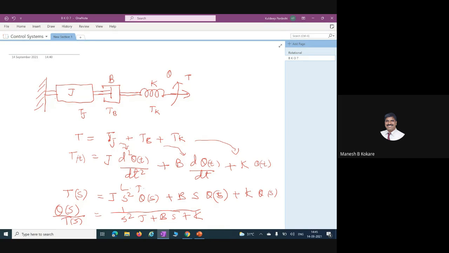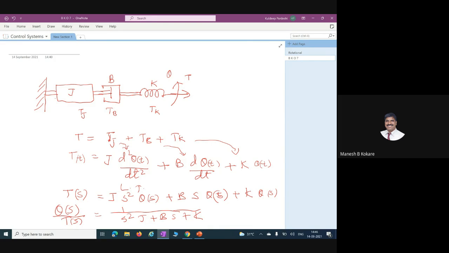Now, after that, what have we done? We have just taken the Laplace transform of this. So this is the Laplace transform equation, assuming zero initial conditions. You know that the transfer function is given by the Laplace transform of the output variable to the Laplace transform of the input variable, where here theta(S) is the output and T(S) is the input. If you take theta(S) common here, inside there will be S square J plus BS plus K. And if you take it to the left side, theta(S) by T(S) will be equal to 1 upon (S square J plus BS plus K). This will be the transfer function of this rotational mechanical system.